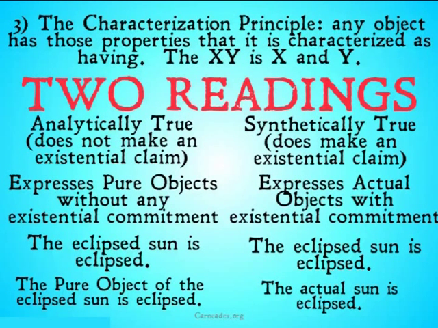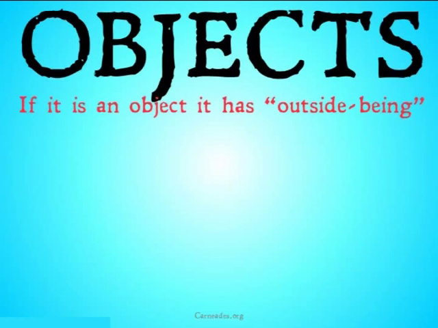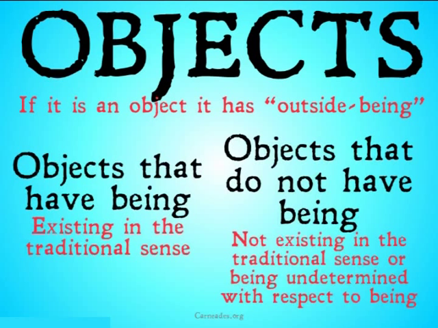With all of that understood, we can now finally take a look at the taxonomy and the categorization of objects under Meinong's view. All things that can be the targets of mental acts are objects, and those objects exist and have outside being. However, those objects can be divided into two categories: objects that have being, existing in the traditional sense, and objects that do not have being, not existing in the traditional sense, or being undetermined with respect to being.